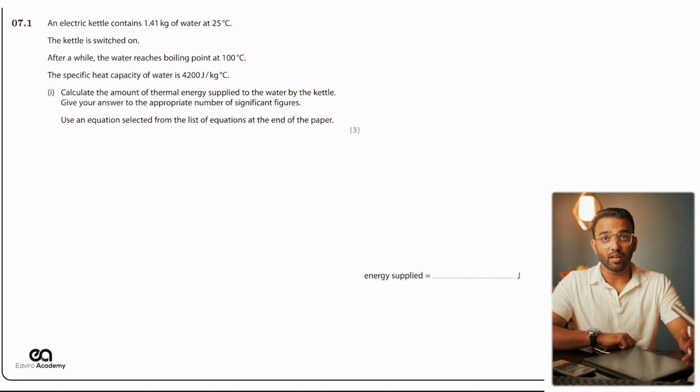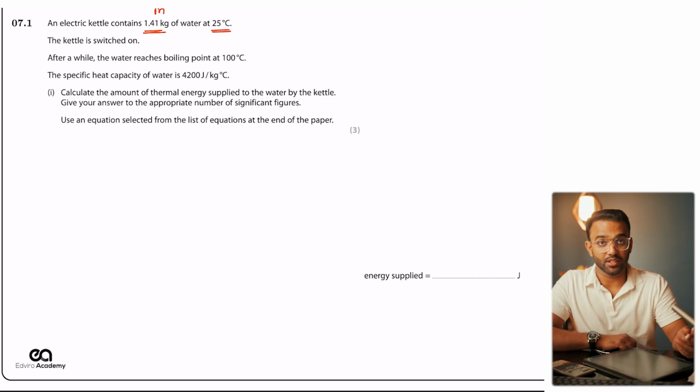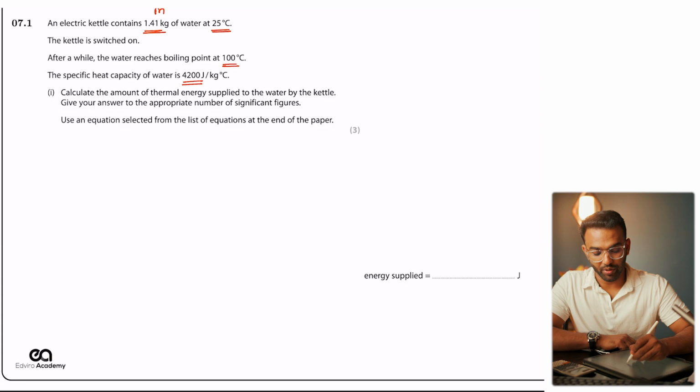So here is another electric kettle. Mass of water is given, at 25 degrees. The kettle is switched on. After a while, it reaches 100 degrees. Specific heat capacity is given. Calculate the amount of thermal energy supplied by the kettle to the water. Give it an appropriate number of significant figures. Use the equation from the equation sheet.